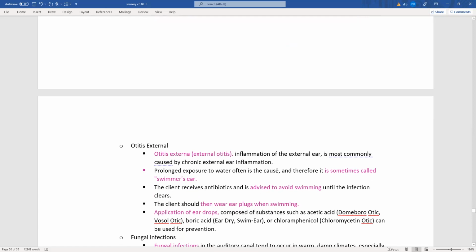Prolonged exposure to water is the cause, and therefore it sometimes causes swimmer's ear, because a lot of swimmers get this. A lot of people that swim, like those Olympic people, you're going to see them plugging their ears up because they're always in water, they're always training, and that's why it's called swimmer's ear. People that are always in water.